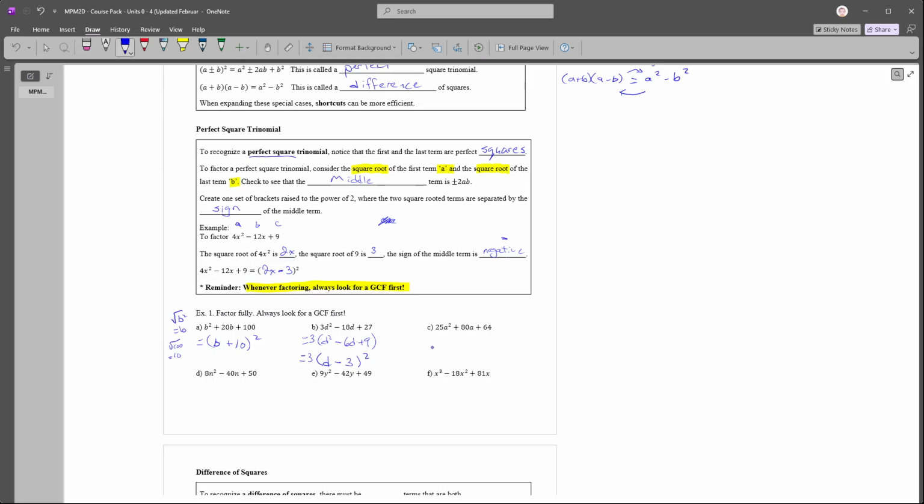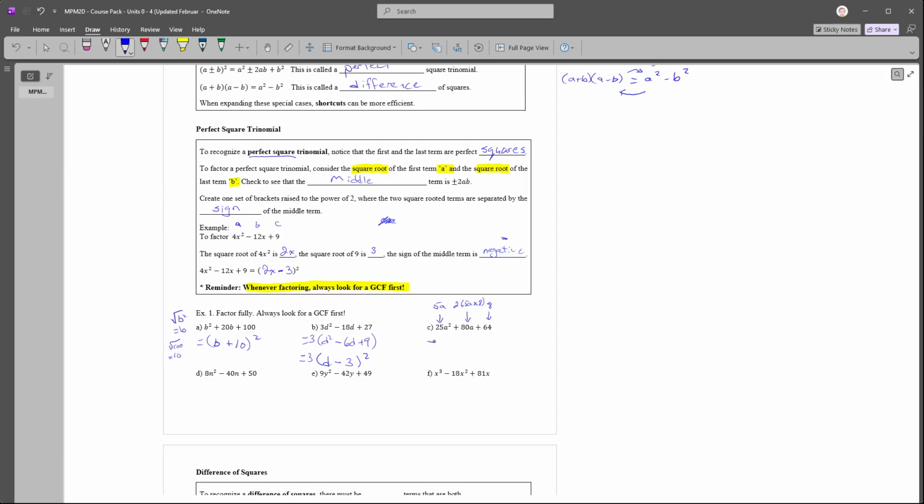Okay. Same process. Can we factor out anything from this last one? I don't know. Maybe. So the square root of the first term, that's 5a. The square root of the last term, that's 8. Okay, so those are both perfect squares. What about this middle term? Is it equal to 2 times these values? 8 times 5a, that's 40a. Times 2, yep, that's 80a. So that does work. So it's 2 times 5a times 8. There we go, 2ab.